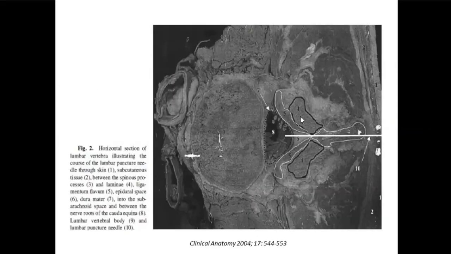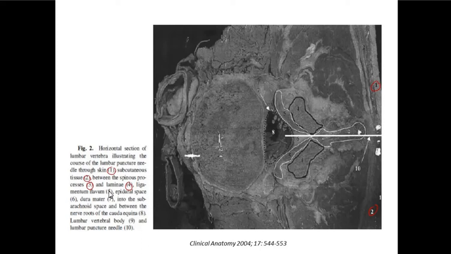Here's a cross-sectional view of the trajectory of the needle, and again, you simply want to make sure that you know the order of structures, and they're all listed here in this area. So the course of the lumbar needle goes through the skin, then the subcutaneous tissue, in between these spinous processes, and the lamina, number 4. All these items here, folks, are numbered for you. That's 1, that's 2, and so forth.